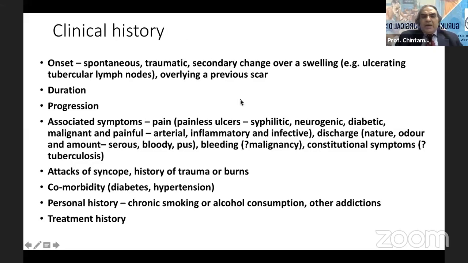You have associated symptoms. Pain I've covered. Then discharge I've covered. It may be serous, bloody or pus. Bleeding in malignancy, why does it happen? Remember, you always hear this story: the ulcer bleeds on touch, or does not bleed on touch, etc. And some people make a very big mistake by calling what they see as red in a malignant ulcer granulation. That's not right. It's not granulation tissue. Granulation is a healing tissue.